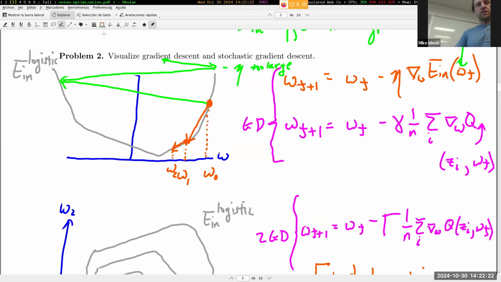The other possibility, which is better but still not good, is if eta is too small. Then we don't take large enough steps, and so we spend too many iterations of gradient descent to get to the minimum down here. So this black version is eta too small.